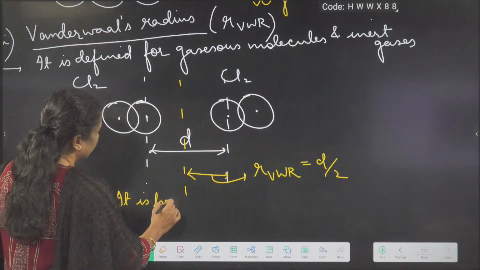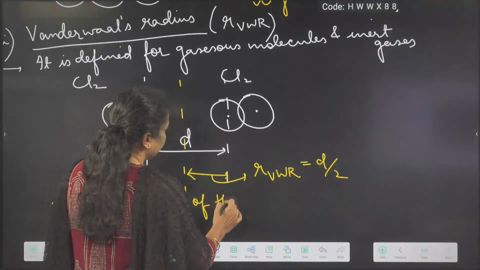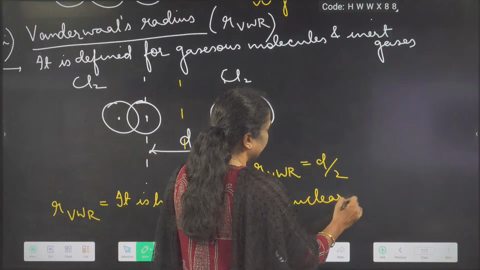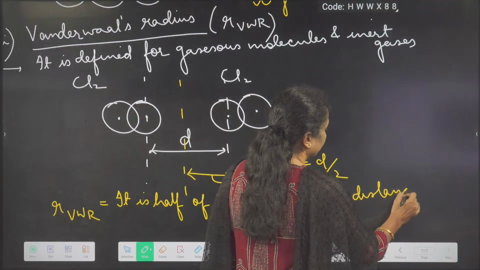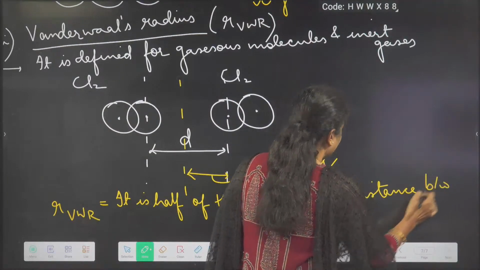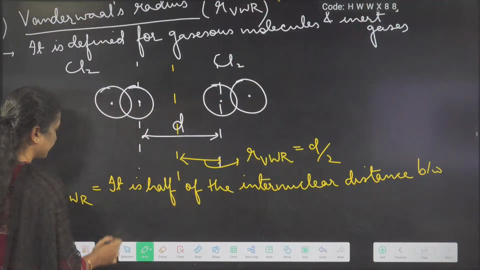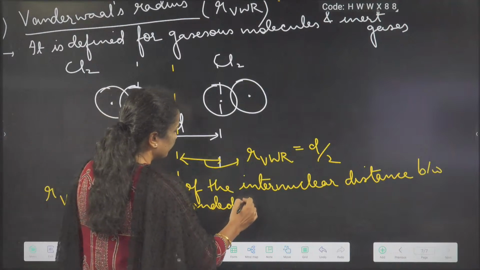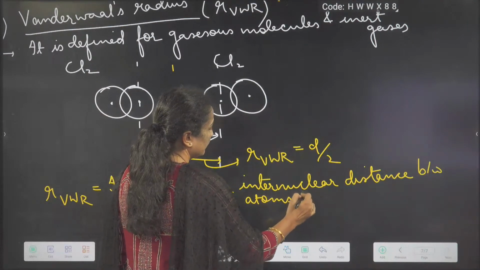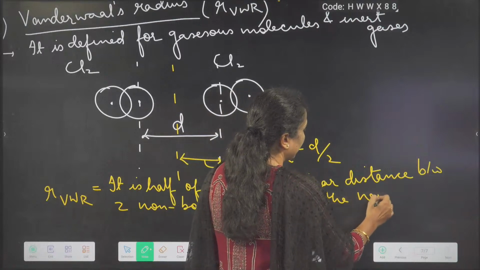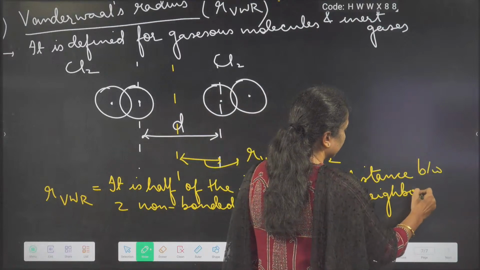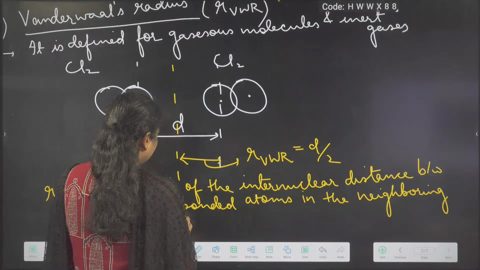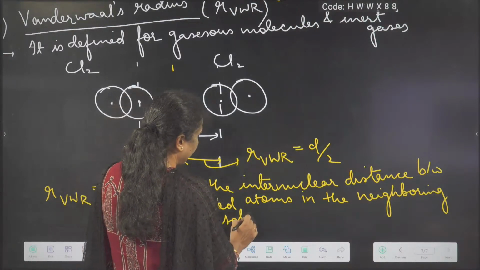It is half of the internuclear distance between the two non-bonded atoms in the neighboring molecule in solid state.